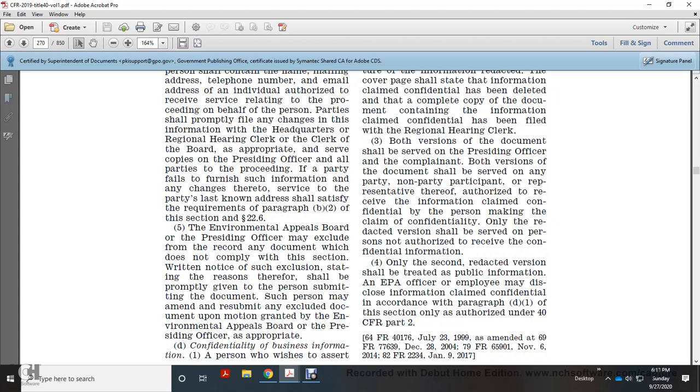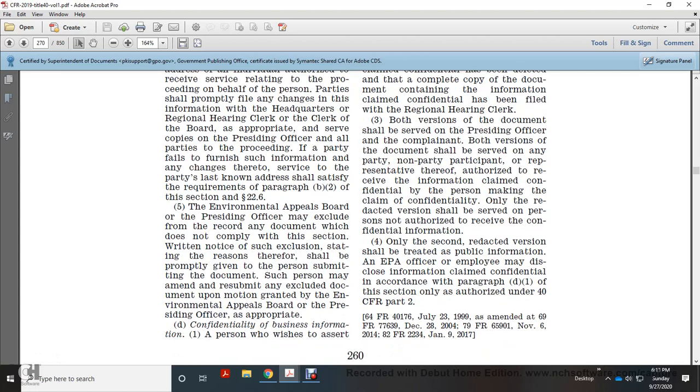The Environmental Appeals Board or the presiding officer may exclude from the record any document if it does not comply with this section. A written notice of the exclusion stating the reasons shall be promptly sent to the person submitting the document. Such person may amend and resubmit the excluded document upon motion granted by the Environmental Appeals Board or the presiding officer, as appropriate.